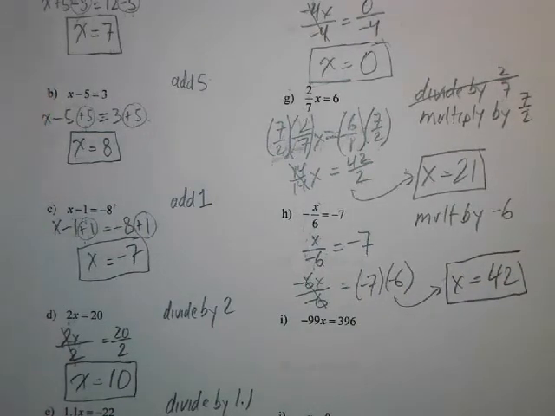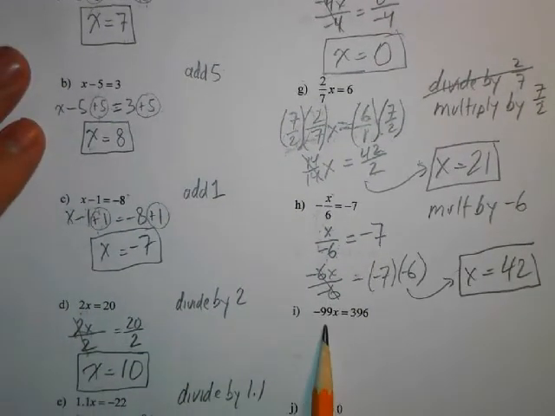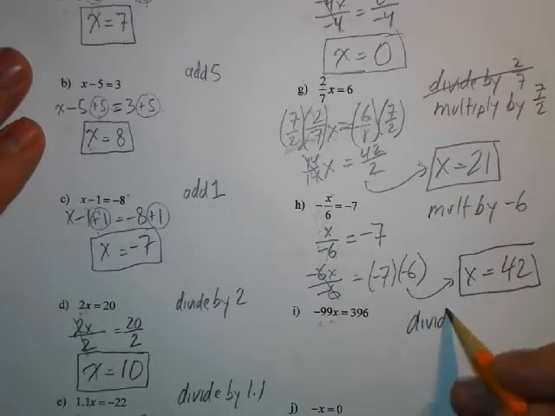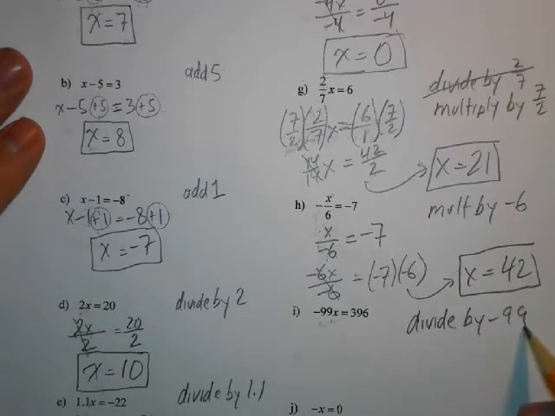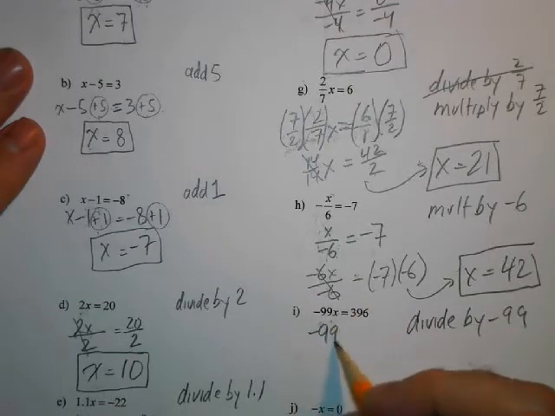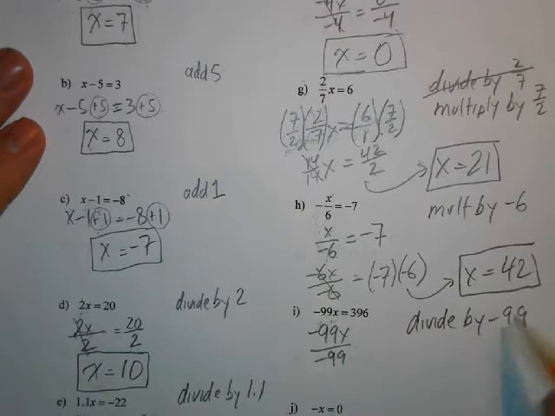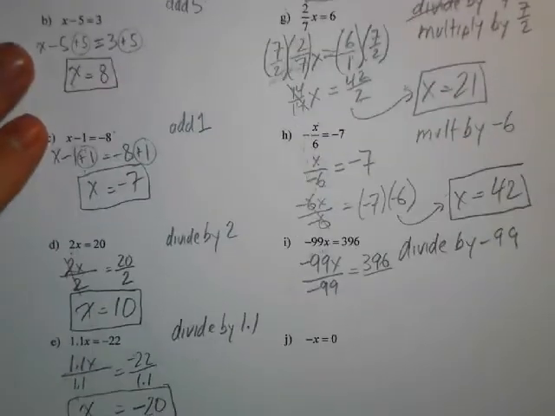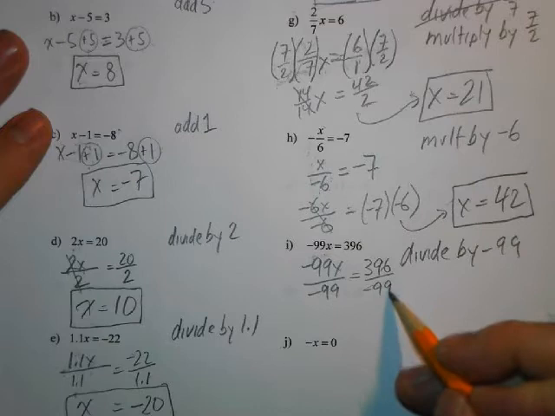Okay, so let's try a couple more. This time we've got an equation, x is being multiplied by negative 99. So how do I undo that? I'm going to divide both sides by negative 99. So I can write that as this. It's important to keep the sign there. Okay, so if that's multiplying by negative 99, you must divide by negative 99 so that the negatives cancel each other out. And then over here I've got 396, and I'm also dividing that by negative 99.